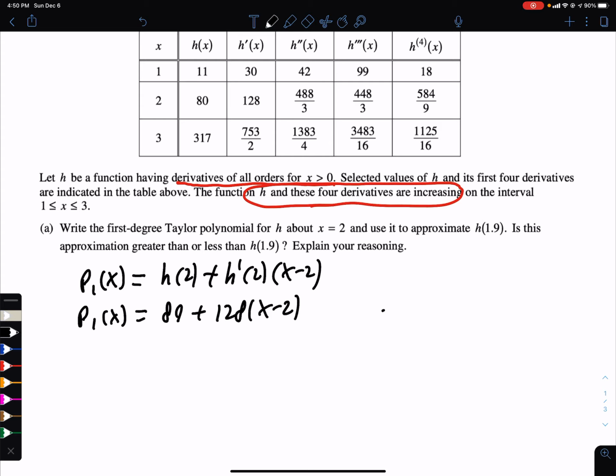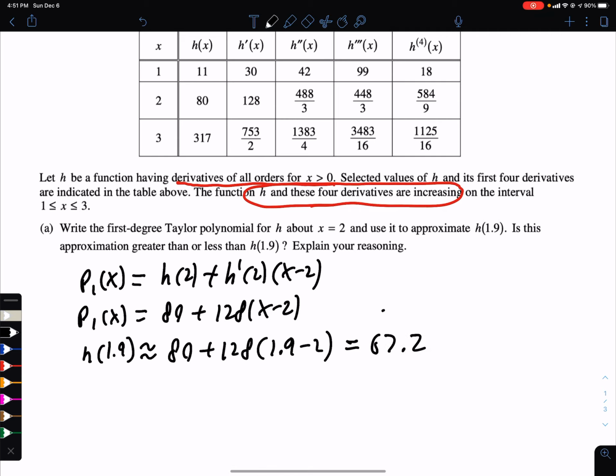And to approximate h at 1.9, what do we do? All we do is plug in 1.9 for x, and we're done. That is our approximation. You don't have to simplify that. You should leave it. For those of you who simplify it, you should get 67.2.